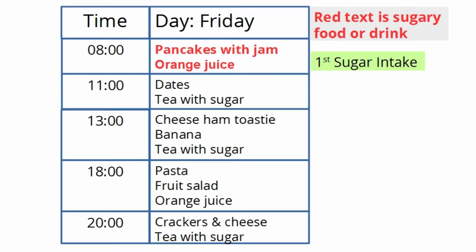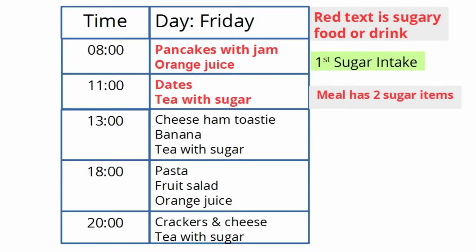How many sugar intakes for the meal? This is the first sugar intake. The pancake with jam and orange juice are consumed at the same time, so it is 1 sugar intake, even though you had 2 sugar items.